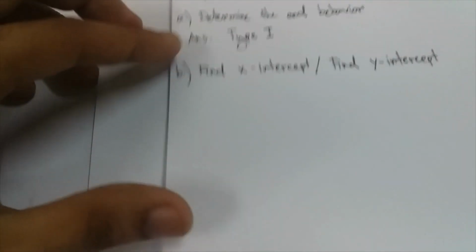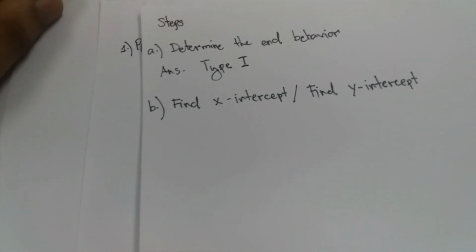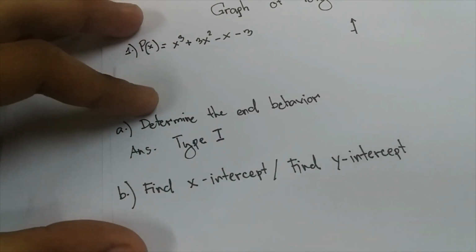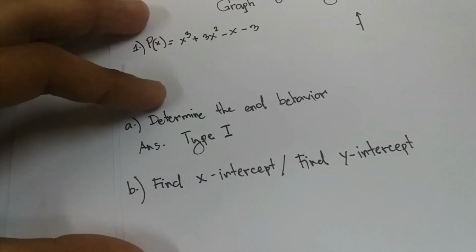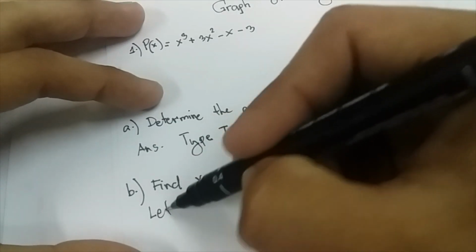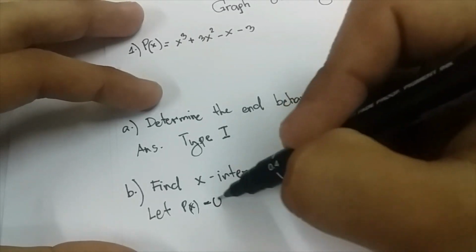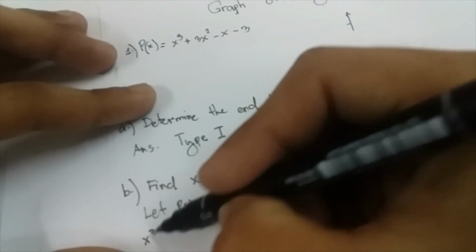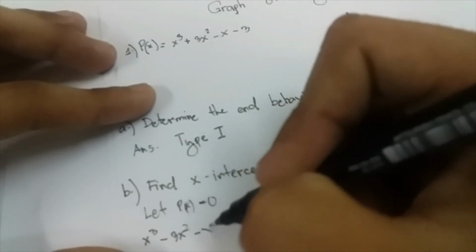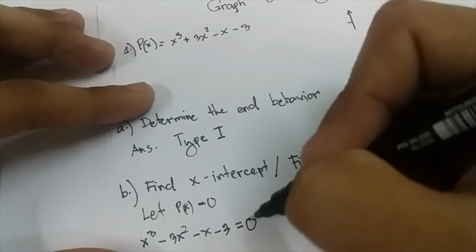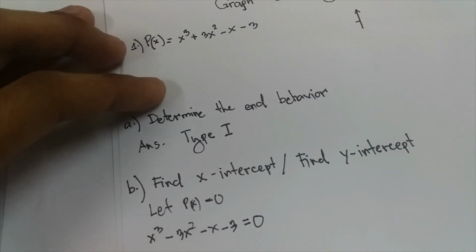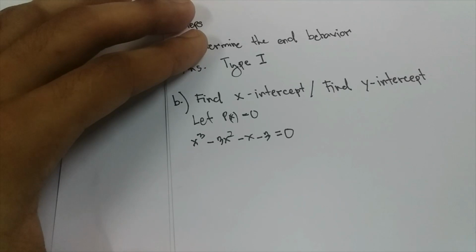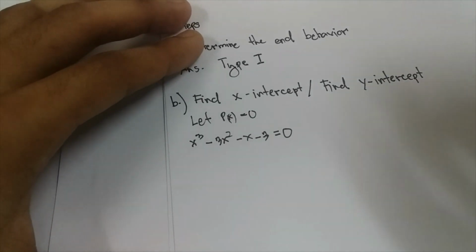Okay, type 1. Next, for letter B, find the x-intercept and also the y-intercept. First, we'll find the x-intercept. To find the x-intercept, we will let p of x be equal to 0. So the given will become x cubed minus 3x squared minus x minus 3 is equal to 0. What we'll do is find the value of x by the method of factoring. So we'll factor this one.